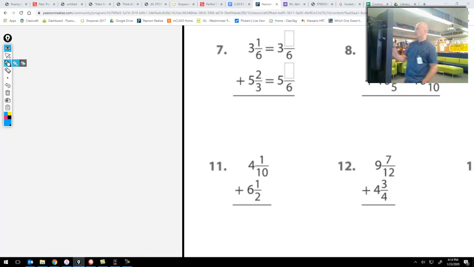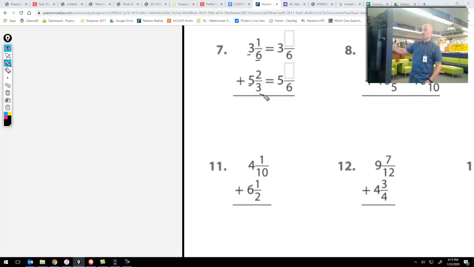So just to begin with, let's take a look at problem number 7 here. And let's see what we have. We know that these are mixed numbers because they have a whole number part and also a fractional part, and they're put together. So my whole numbers here are 3 and 3, and my fractional parts are 1/6 and 2/3. And so I need to add all of those parts together.